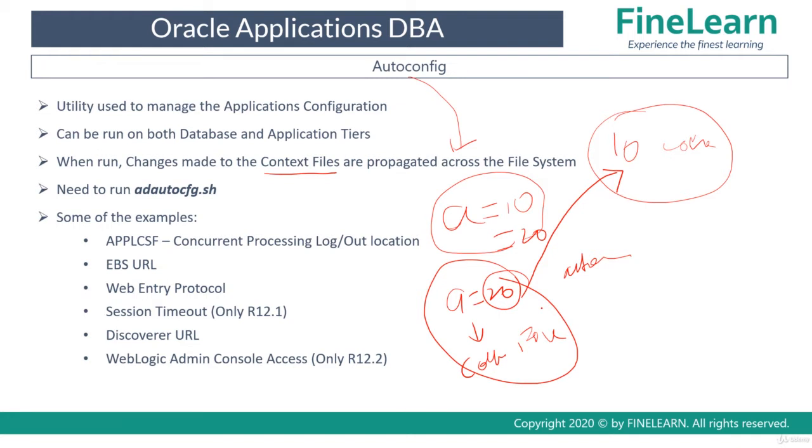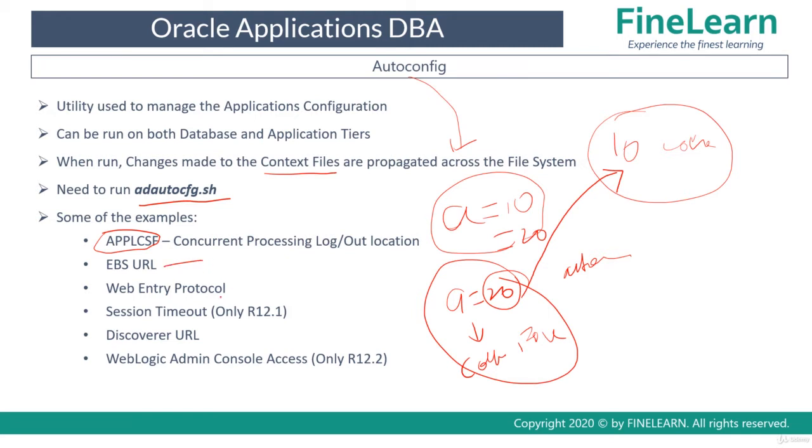And what you have to do is to simply update the required parameter in the context file and run the autoconfig script. The autoconfig is run by using the adautocfg.sh command. Some of the examples of what you can change: for example, the concurrent processing log and out location is based on an environment variable called APPLCSF, and that can be modified using the context file and run autoconfig.